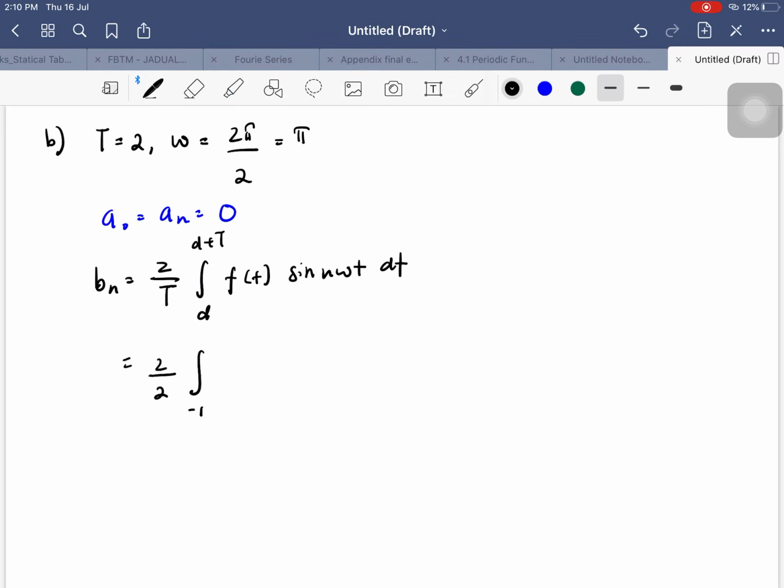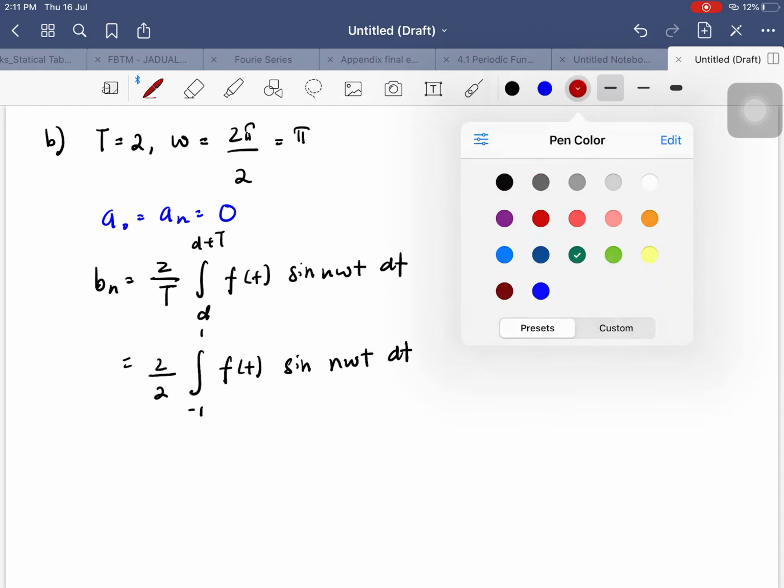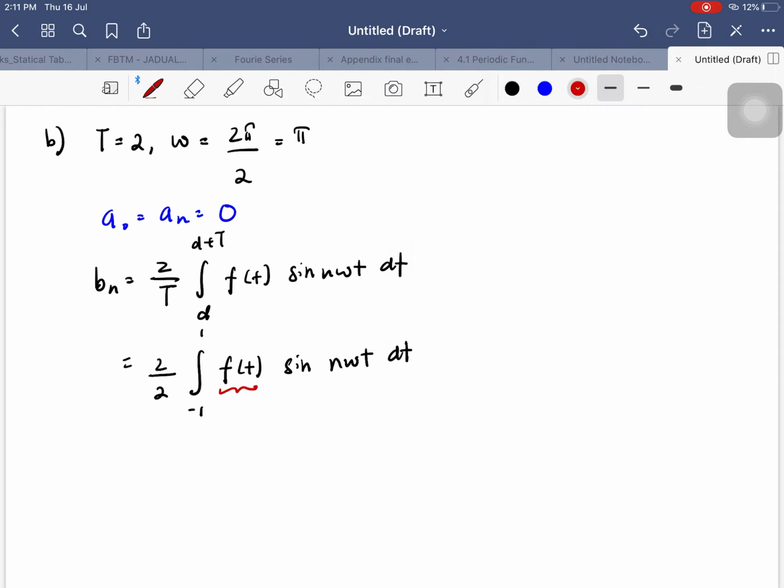So it's going to be the integral from -1 to 1 of the function f of t sine of n omega t dt. Do not substitute f of t yet. Before you start substituting f of t, please inspect the property first. When we sketch f of t, it is odd, and sine is also odd, and the product of these two is going to come out as an even function.